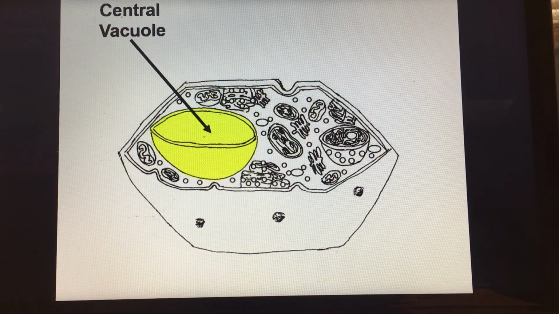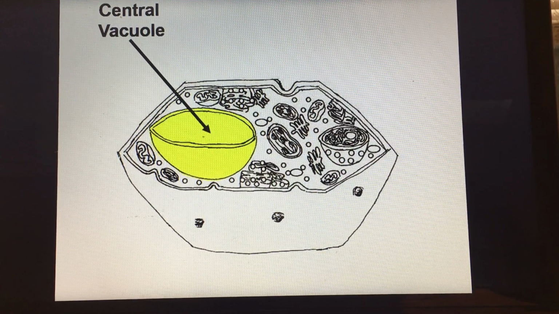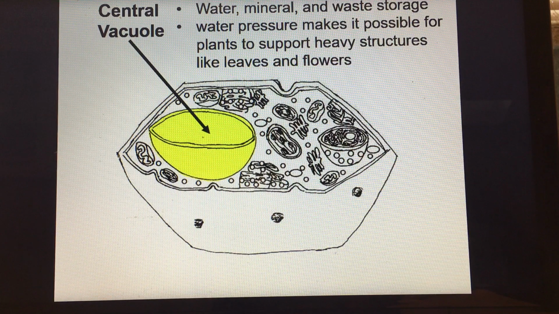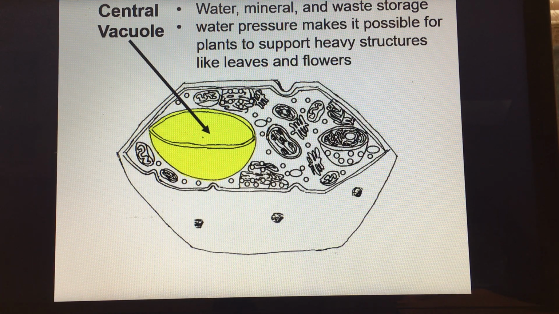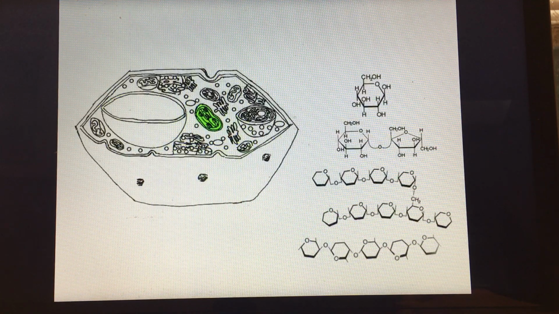So this large yellow structure is called the large central vacuole, and it stores water and minerals and waste. And the water pressure that's created because of this storing of water makes it possible for plants to support heavy structures like leaves and flowers. So it gives them a little bit of extra support. And those are found in plant cells only.